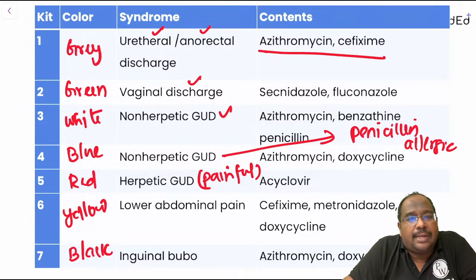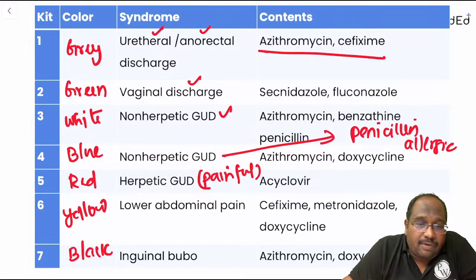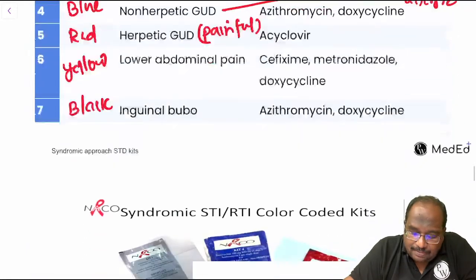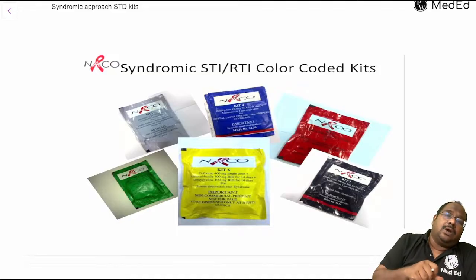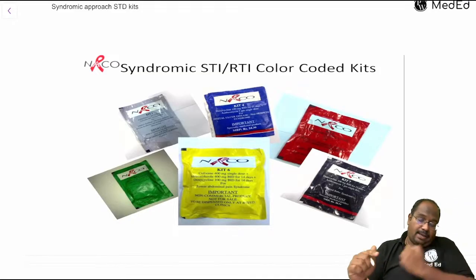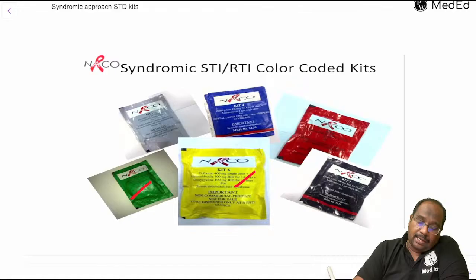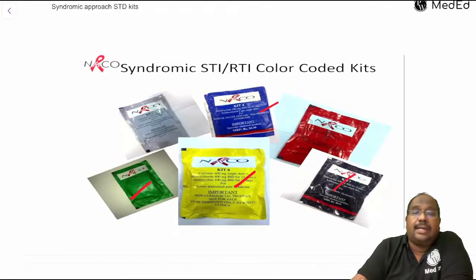Gray colored kit, green colored, white color for non-herpetic GUD. If it is painful, red color. Lower abdominal pain means yellow. Inguinal buboes means it is black, guys. This is what these colored kits are. Yellow, green, blue, these are the various colored kits we will provide.